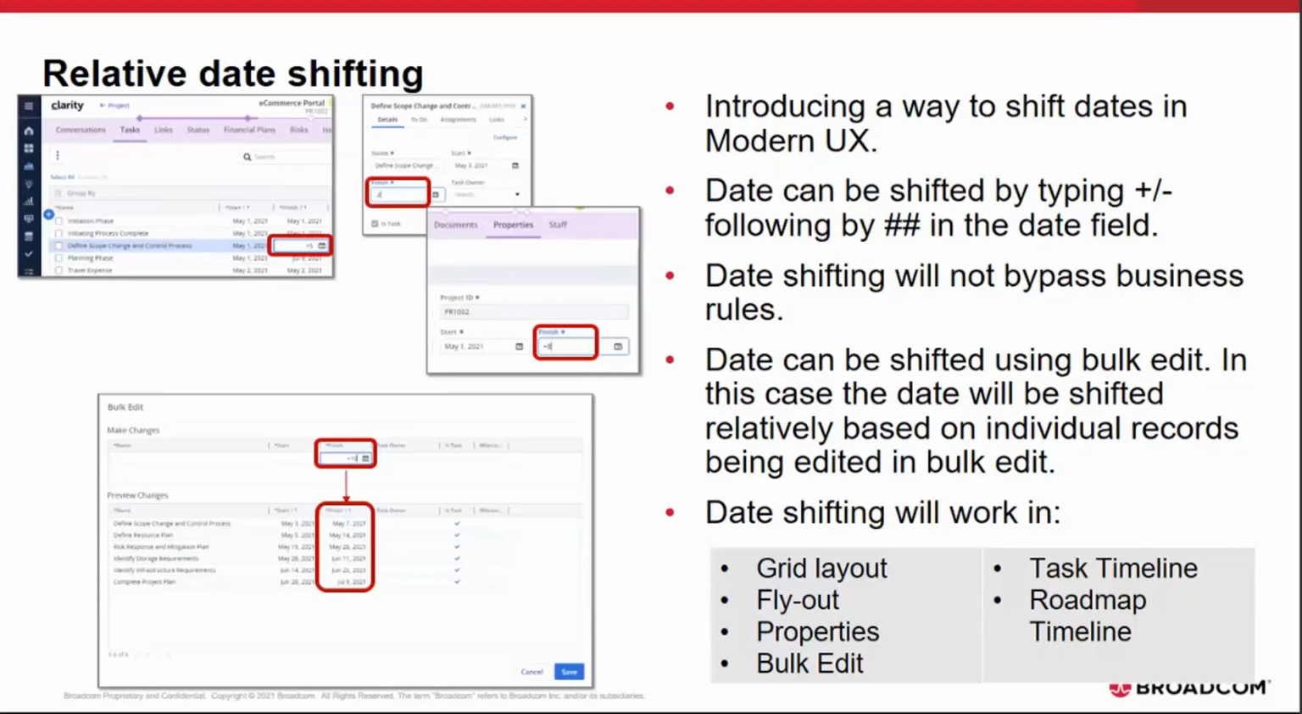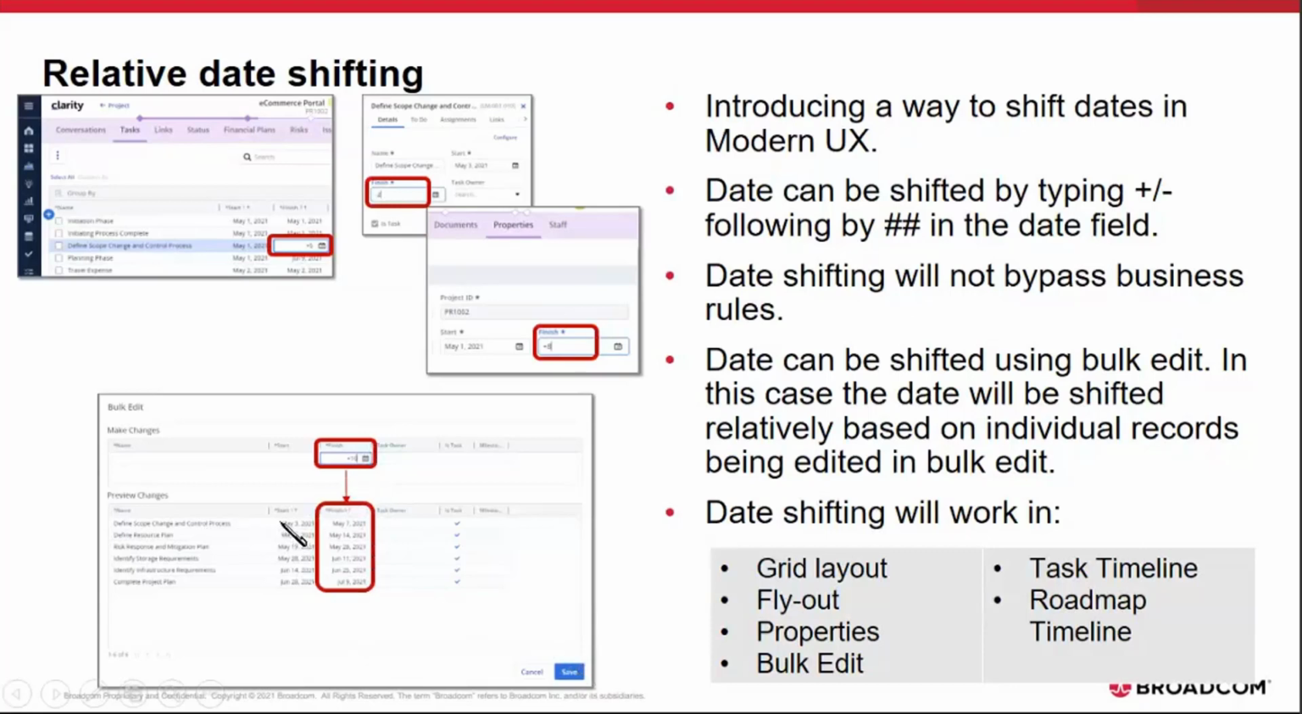Date can be shifted using bulk edit. So I can select multiple records, and then I can go into bulk edit and type in the date shifting rule, in this example, +10, and then see those date changes applied. And if I am okay with the preview, I can hit save, and all those records' dates will be shifted relatively by 10 days.